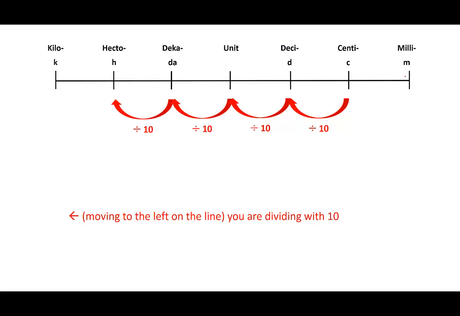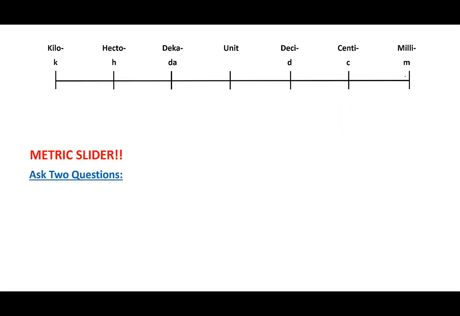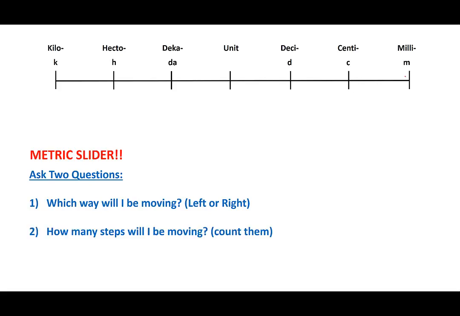All right, so you might be thinking, oh, but it's still math, it's complicated. Well, let's make it even easier. So when we use the metric slider process, we ask 2 questions. Number 1 is, which way will I be moving on this number line? Will I be moving left or right? That's the first question you answer. Next, you want to ask, how many steps will I be moving? And so all you need to do then is count them.